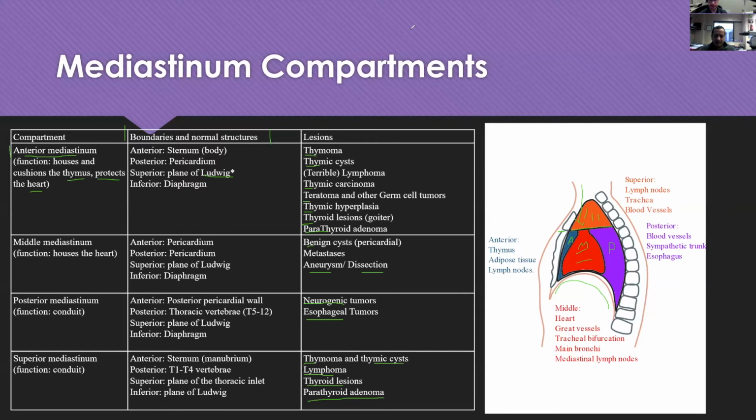Anything else you wanted to add with this, Sanjay? This is a great summary, man. I think that superior mediastinum, the way I think of it is like the intermediate zone between the neck and the chest. So it kind of gets things from both ends, like it gets neck lesions going down, chest lesions going up. And so thymic lesions can also occur there.